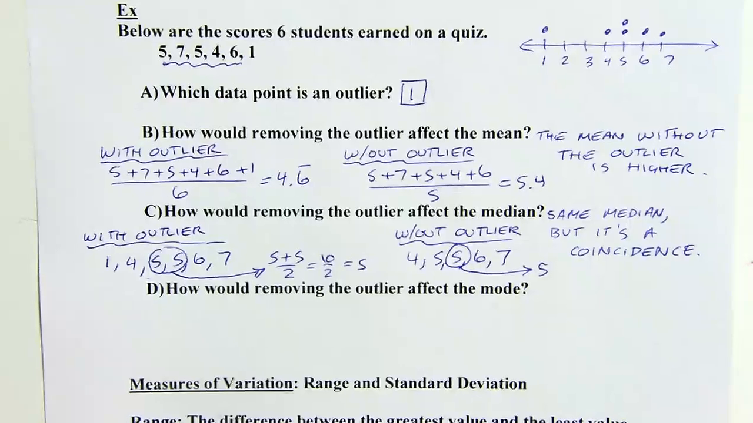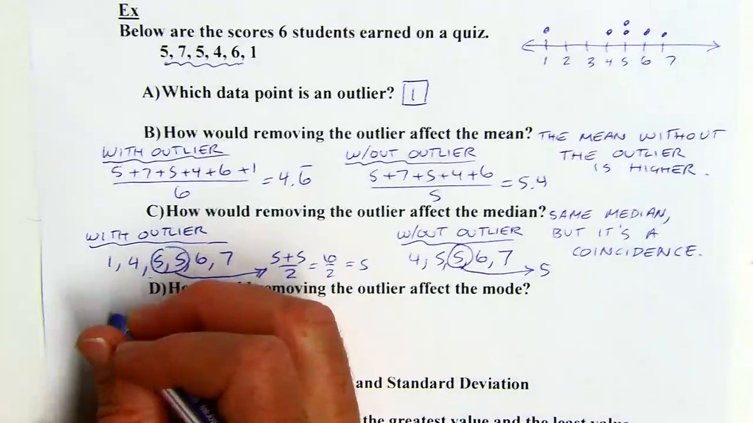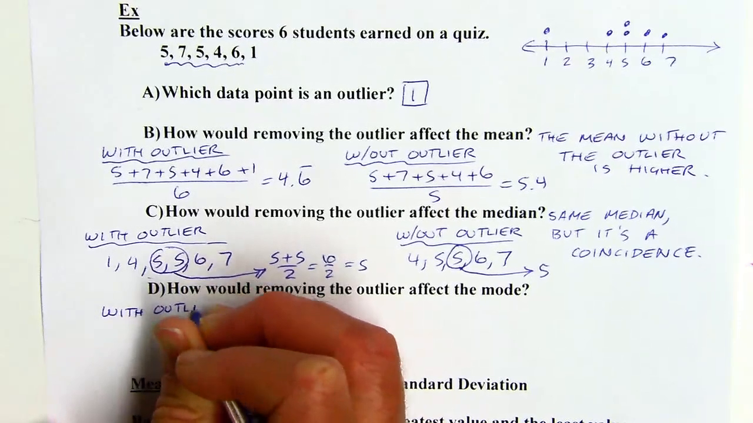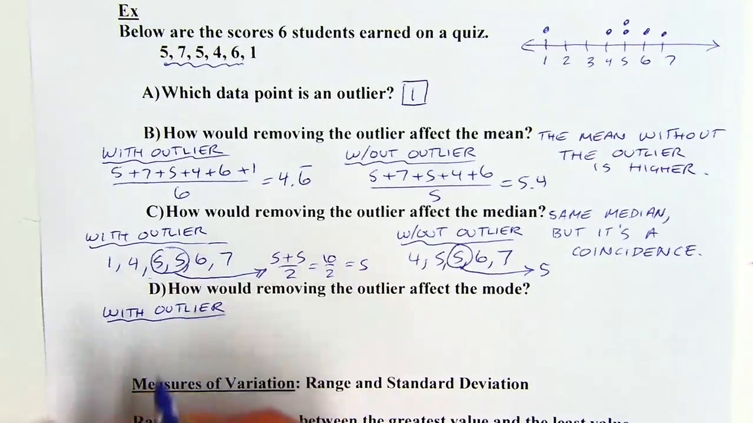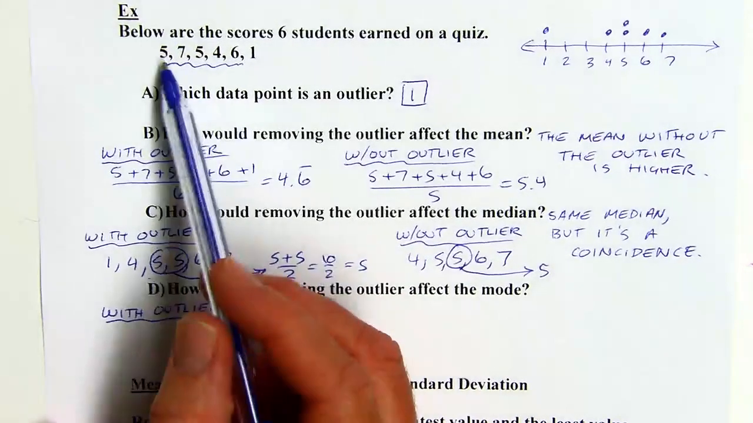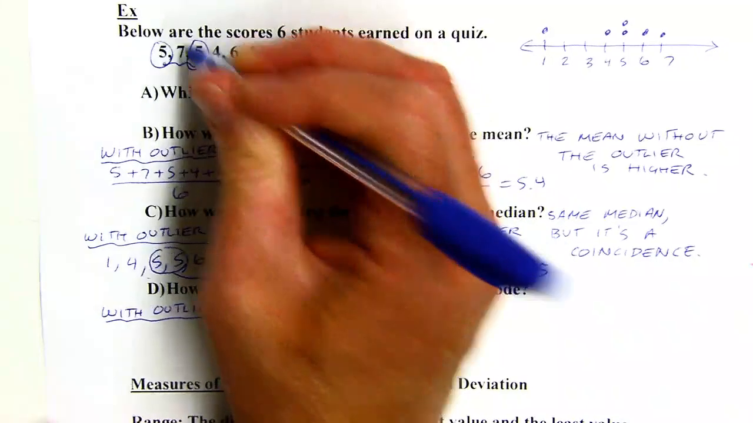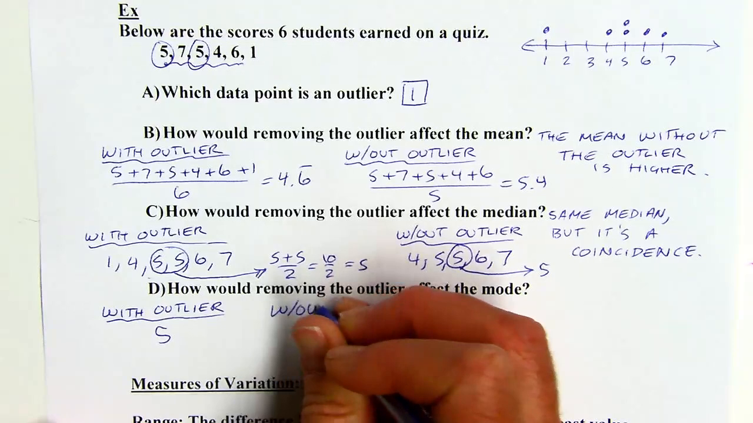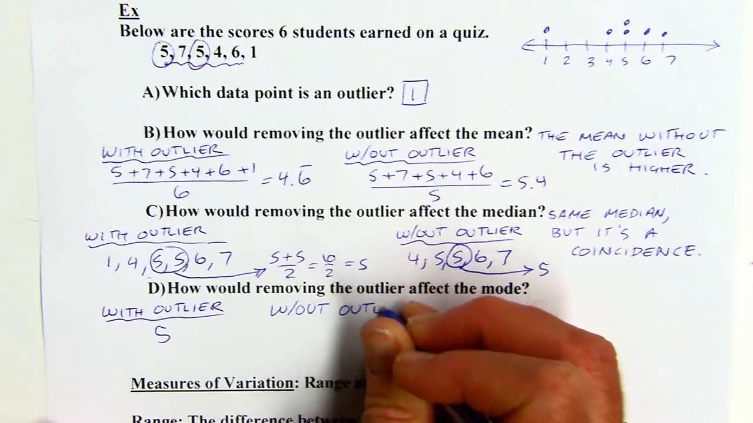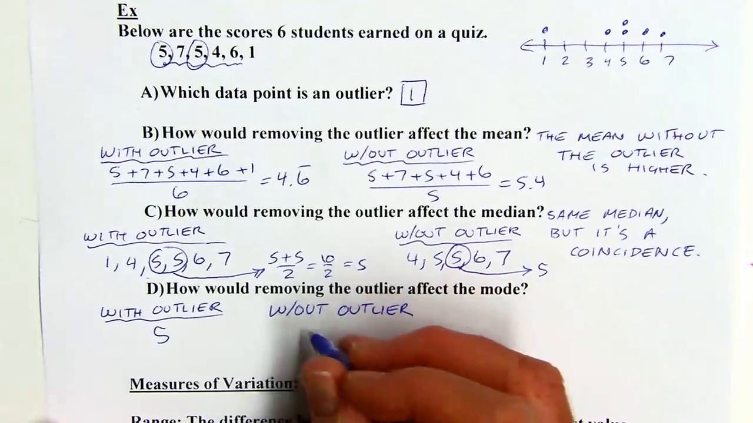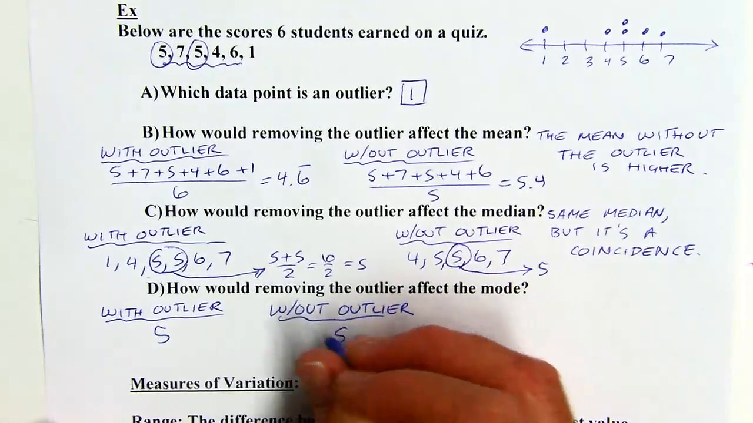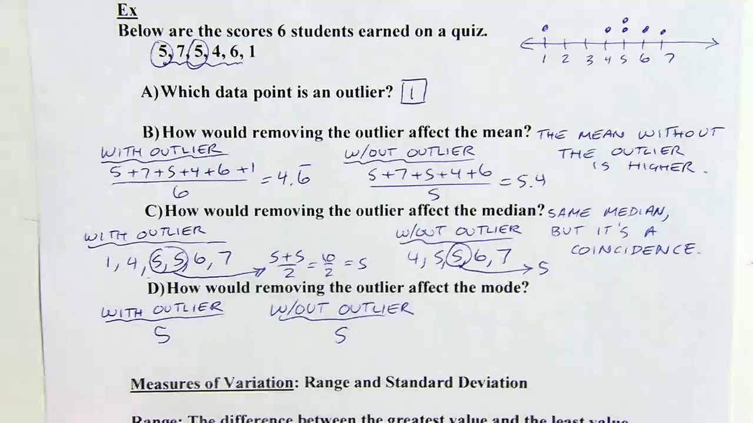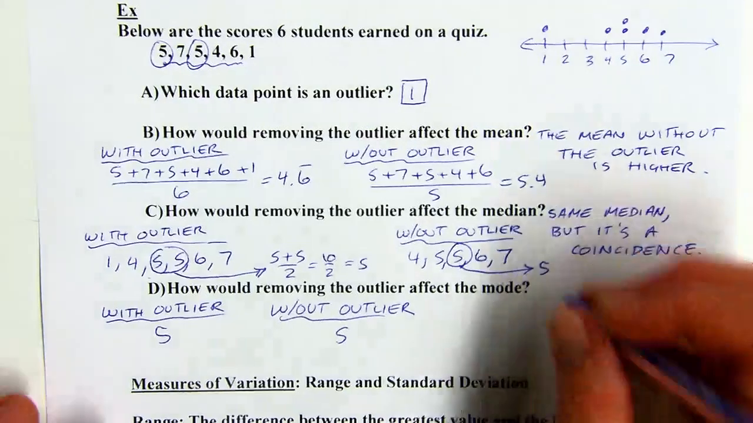Okay, and then now let's see what it does to the mode. So let's go with the outlier. Well, here I'm just looking for the number that occurs most often in the original list. That would be a 5. Without the outlier, it's also a 5, right? If you just erase the 1 from that list, there's still 2 5s. So in this case, it doesn't change.